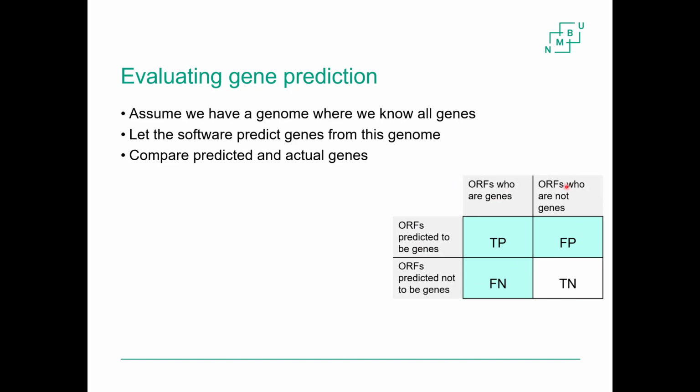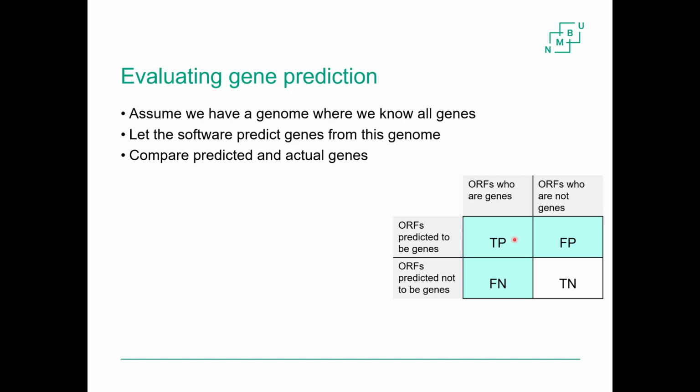And we typically do that by making this confusion matrix, we call it, this 2x2 table, where we list in the columns what we actually know, right? These are all the ORFs who are genes and all the ORFs who are not genes in this genome. And then in the rows, here are all the ORFs that were predicted by the software to be genes. And here are the ORFs predicted not to be genes. And then inside the table, we have numbers. Here we count how many of the actual genes were also predicted to be genes. And these we call true positives, TP. So this is a number here, and the bigger this is, the better, right? Ideally, we would have all the true genes also predicted as genes.